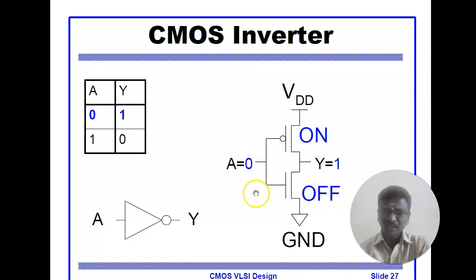So this is the working condition of the CMOS, right? When you apply 1 as input, it produces 0 as output. When you apply 0 as input, it produces 1 as output. Depending upon the applied input, the transistors will be in off and on conditions, right? Based on that, the output will be produced.